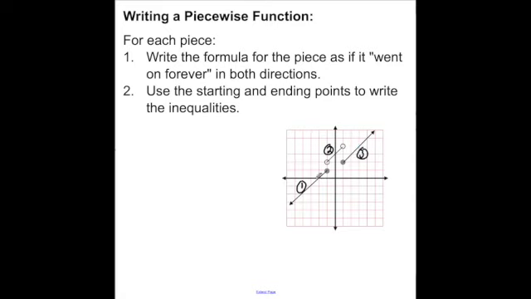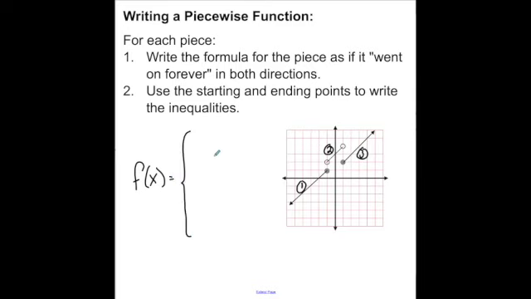So 1, 2, 3. Now 1 has an ending point, but it doesn't have a starting point. 2 has a starting point and an ending point. It's what we call a line segment. And 3 has a starting point, but no ending point. So 1 and 3 are what we would call rays, because a ray has a starting point, but no ending point. And 2, again, would be a line segment. So here's what we do. First, we're going to set up our f of x equals.